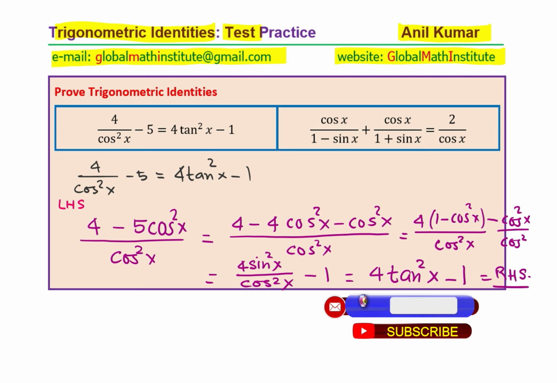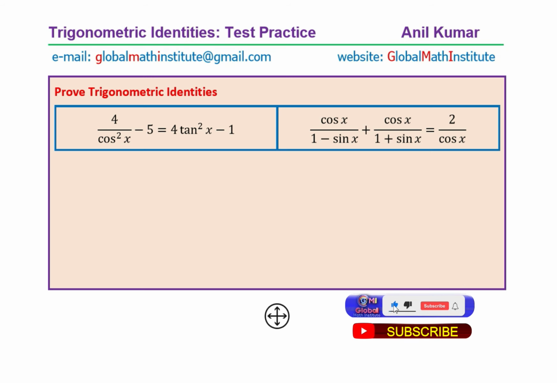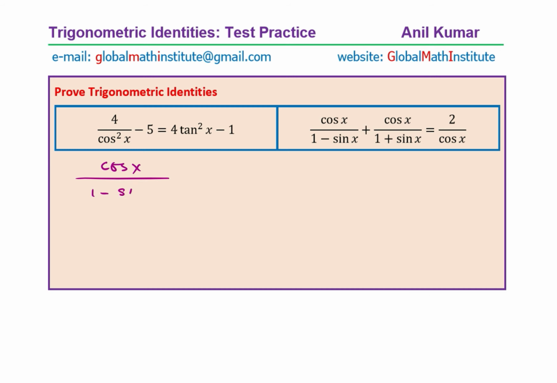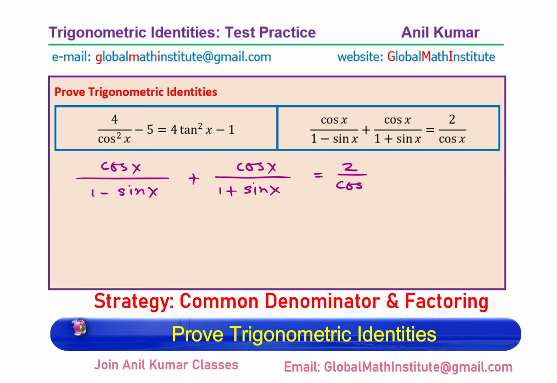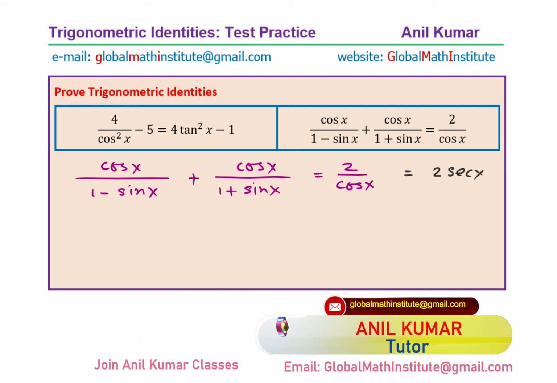Now let's take up the next one, which is cos x over 1 minus sin x plus cos x over 1 plus sin x. We want to show that it equals 2 over cos x. Sometimes in the test, they do give 2 over cos x as 2 secant x. So that could be another trigonometric identity in the test, right?